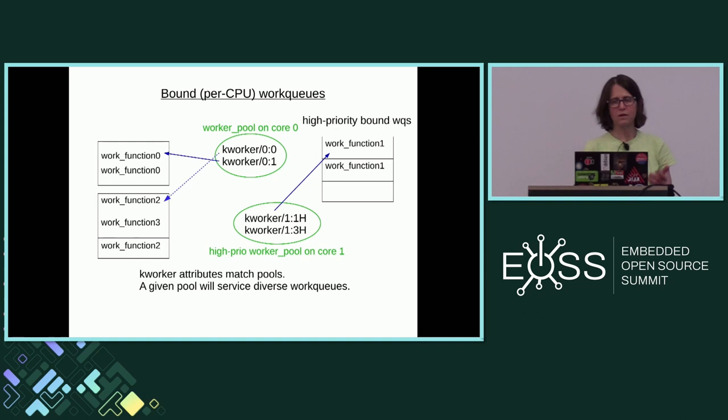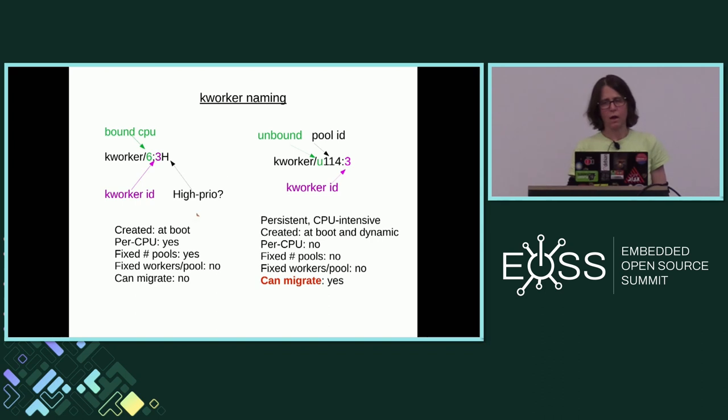So each CPU has a niceness zero worker pool created by the kernel at boot, and a high priority nice minus 20 worker pool. And work queues are matched to the pools automatically, depending on their flags. And a given queue can contain multiple different work functions. You see this, for example, in memory management, where a whole bunch of different memory management functions can be on the same work queue. So these are the bound per CPU work queues.